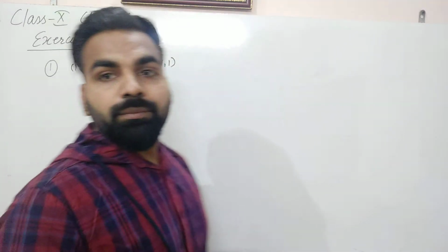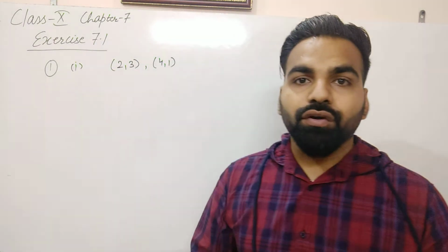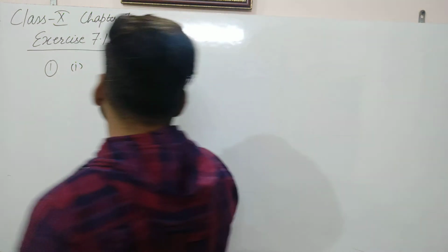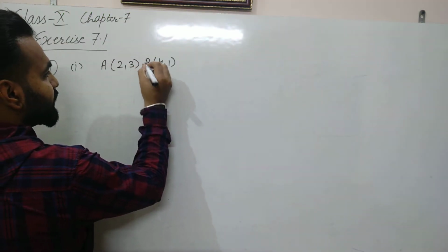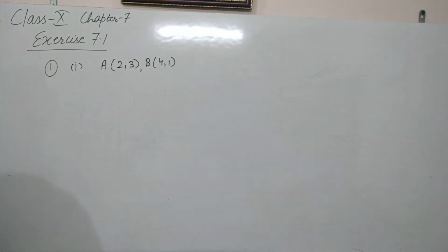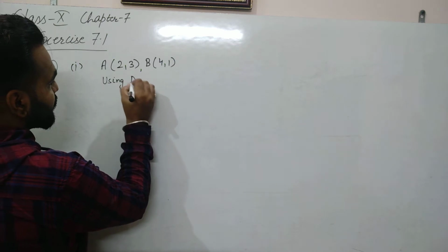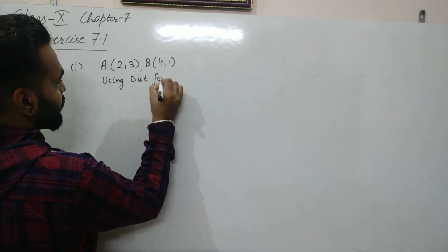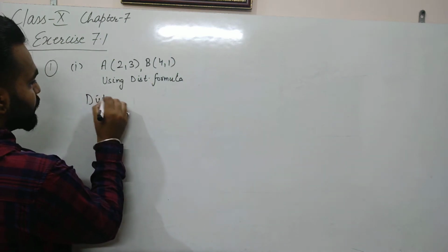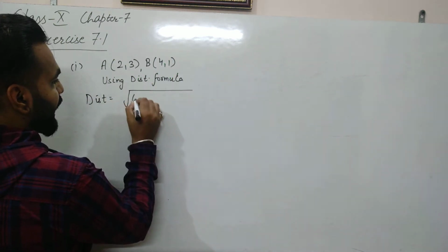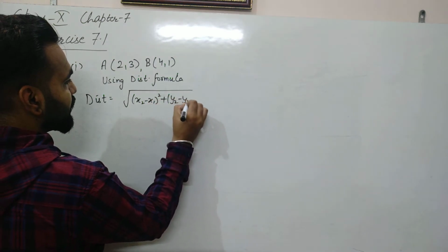Let's see question number 1, first part. 2 points are given here, we have to find the distance between them. So let us say this is point A and this is point B. So we have to find the distance AB. So using the distance formula, distance is equal to root of (x2 minus x1) square plus (y2 minus y1) square.